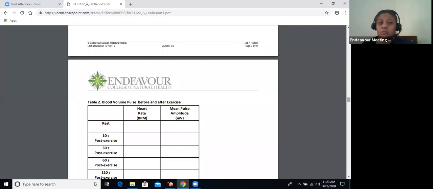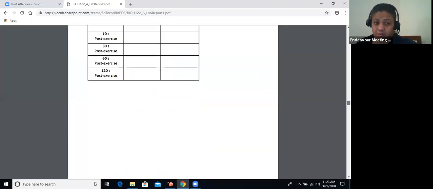Okay, but you will be provided the data, so you're not actually doing this activity in the class, so don't have to worry about that. But what I want to say is that generally speaking, the amplitude in the pulse will represent the blood flow to the peripheral system. Okay, so that's what the lab is about basically.